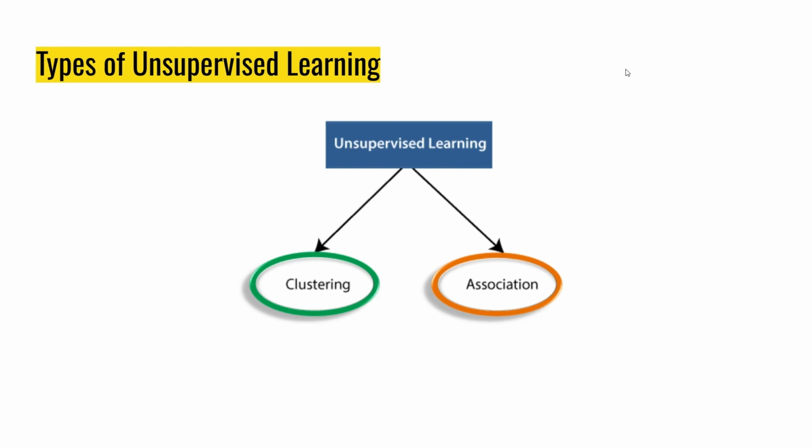The next one is association. An association rule is an unsupervised learning method which is used for finding the relationship between the variables in a large database. It determines the set of items that occur together in the dataset. Association rule makes marketing strategy more effective, such as people who buy X item, suppose bread, also tend to purchase Y, that is butter or jam. A typical example of association rule is market basket analysis. It is similar to the Apriori algorithm.